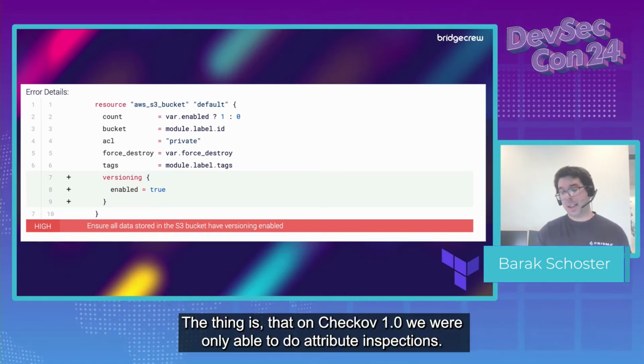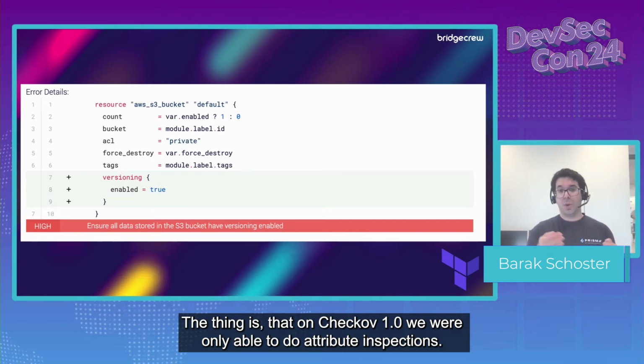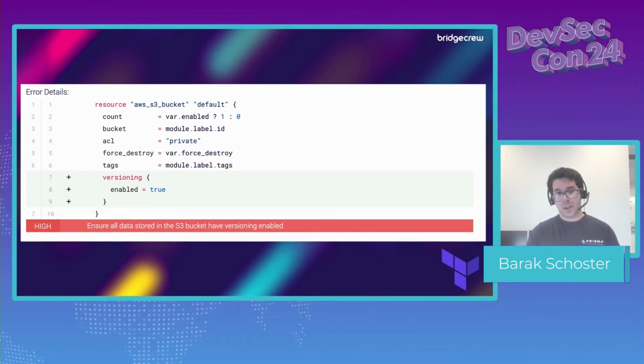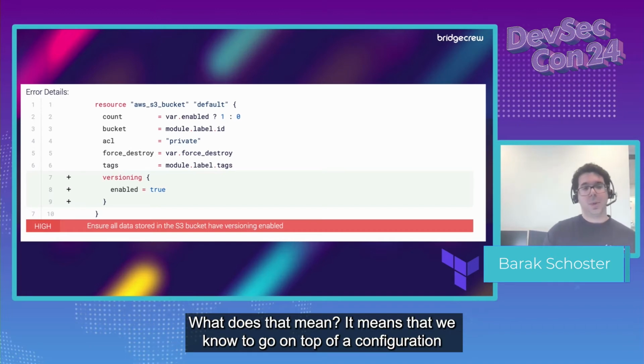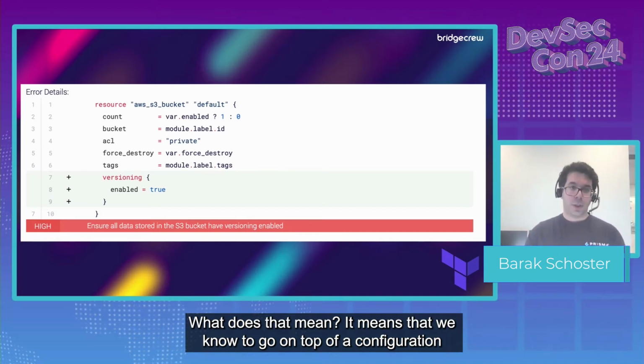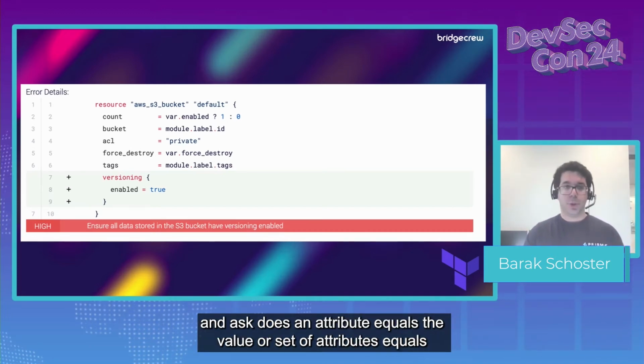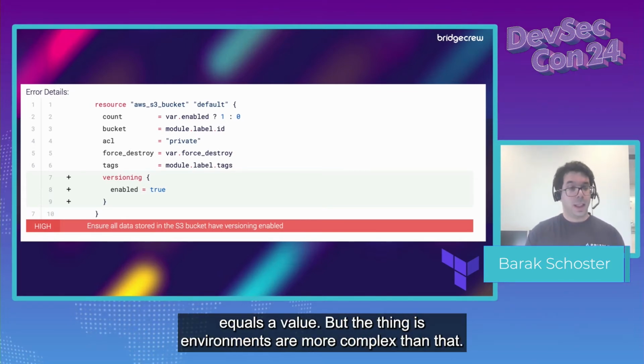The thing is that on Checkov 1.0, we were only able to do attribute inspections. What does that mean? It means that we know to go on top of a configuration and ask, does an attribute equal a value, or does a set of attributes equal a value? But the thing is, environments are more complex than that.